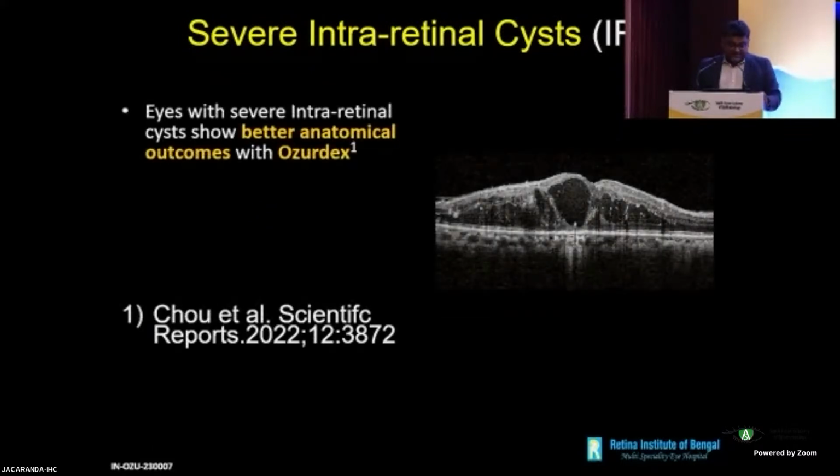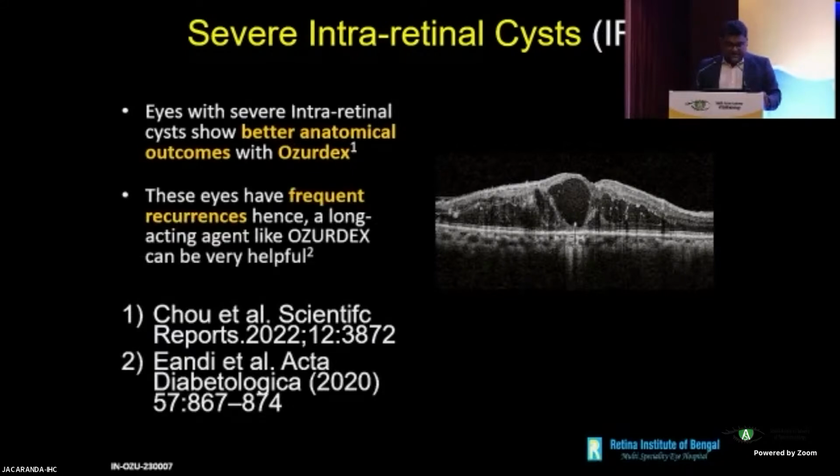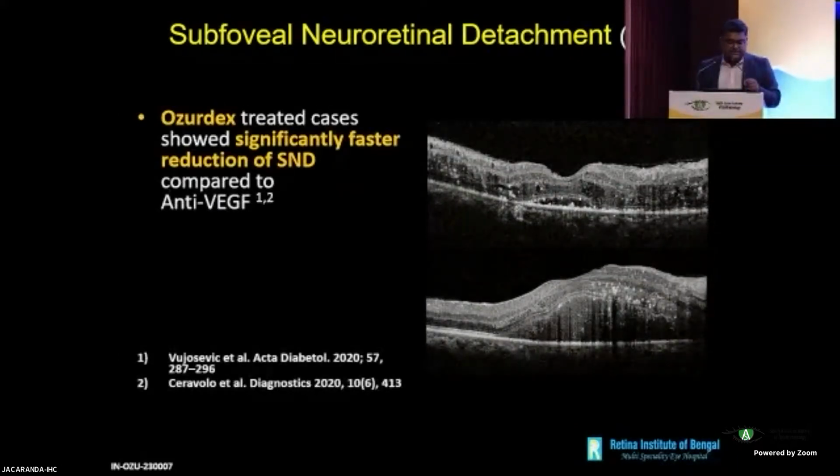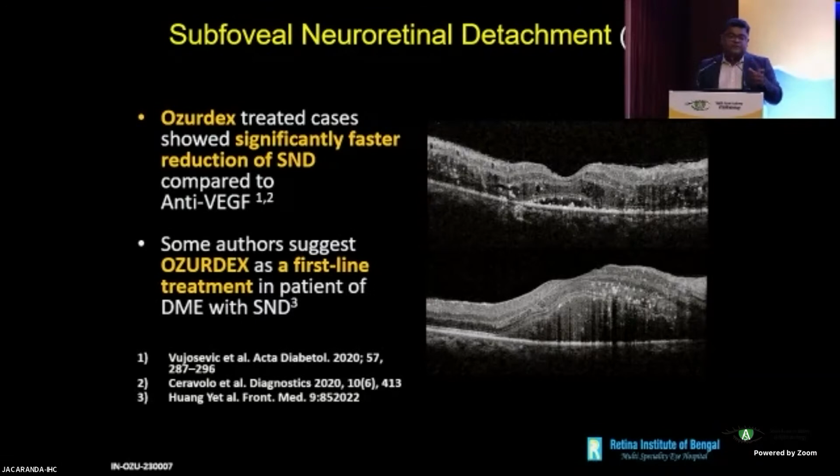Severe intraretinal cysts. We know these cases show better anatomical outcomes with Ozurdex, and these cases tend to have frequent recurrences, so having a drug which has a long duration of action actually helps. Subfoveal neuroretinal detachment. Patients like this treated with Ozurdex show faster resolution. Therefore, many authors now believe that if you have a DME patient with a subfoveal neuroretinal detachment, Ozurdex should be your treatment of choice.